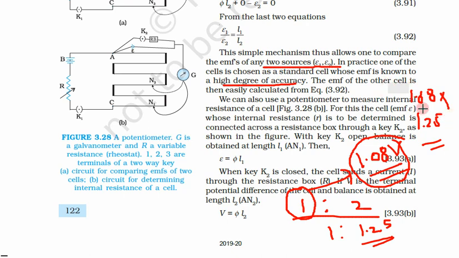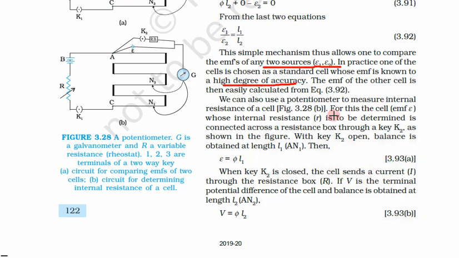So in this way we compare an unknown cell with a known cell for which EMF is known to a high degree of accuracy. The EMF of the other cell can be easily calculated because here we are getting only the ratio. So 5/10 is also the same as 10/20. That cannot tell us whether the EMF is 10 volt, 5 volt or some other value. Only when we have one cell which has some standard EMF can we tell the EMF of the other cell.